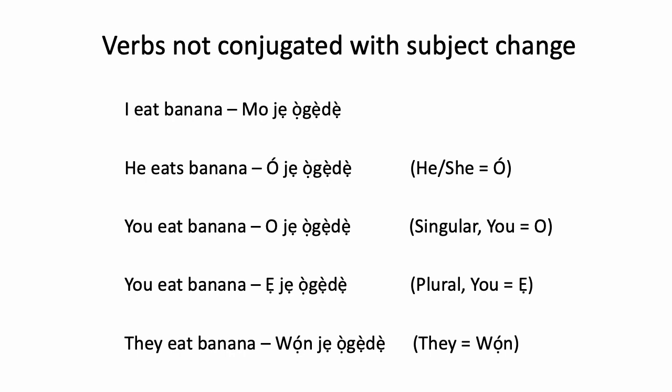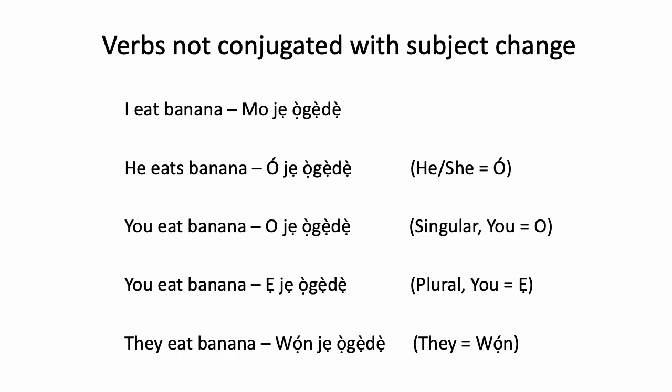Now let's consider the plural form of the pronoun you and have the statement, you eat banana. That would be eje ogede. And lastly, they eat banana would be wọ́n je ogede. The bottom line here is that the verb does not change with the change in the subject.